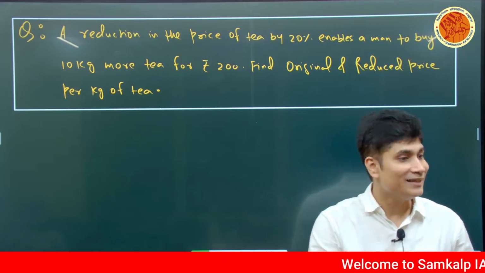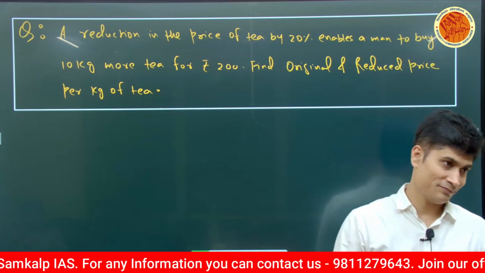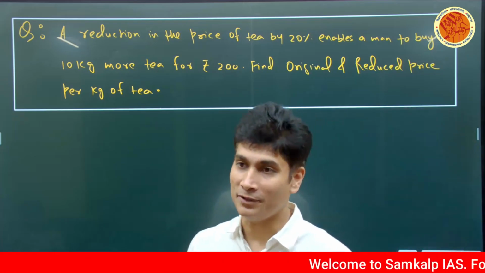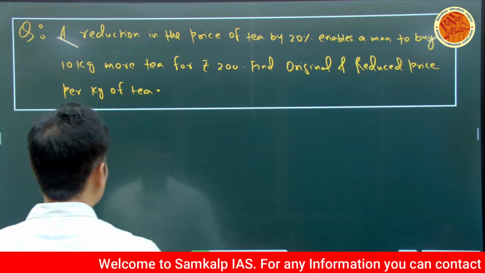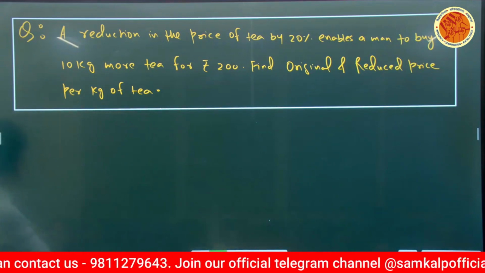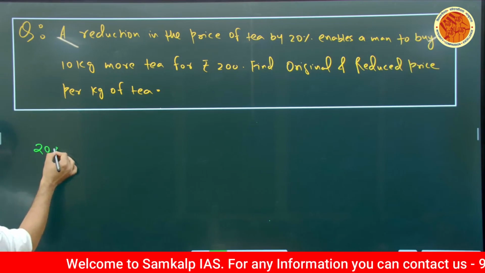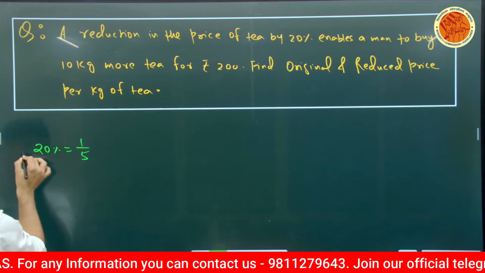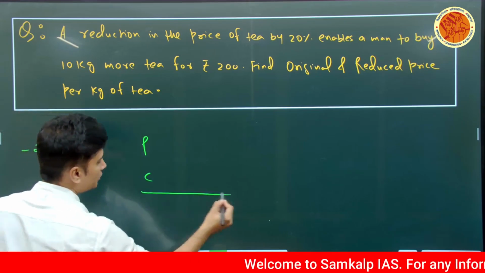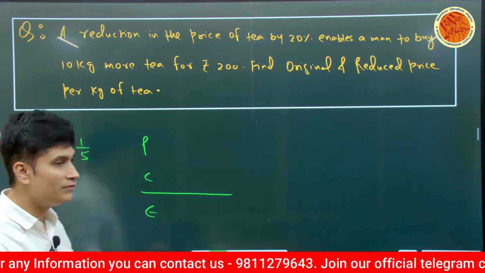So this time it is asking the price per kilogram original and the price per kilogram reduced. Yes, I understood what happened. See what is happening. I know you can solve this question, but now you will understand what mistake you are making. See, the first thing is the price reduction is 20%, that is equal to 1 upon 5. If I write price multiplied by consumption, it will give you expenditure, obviously.